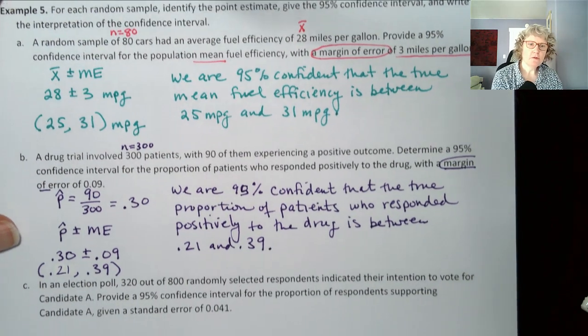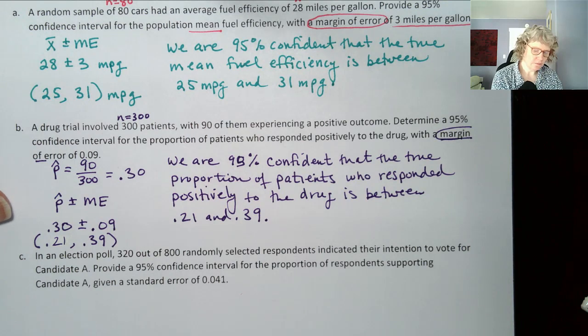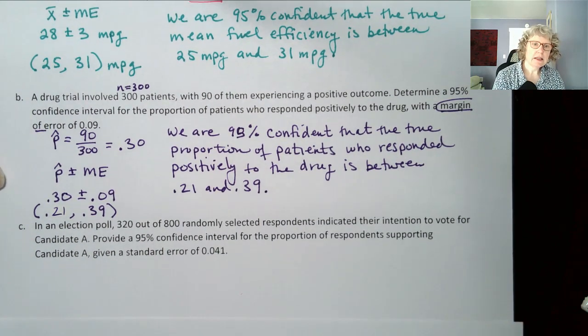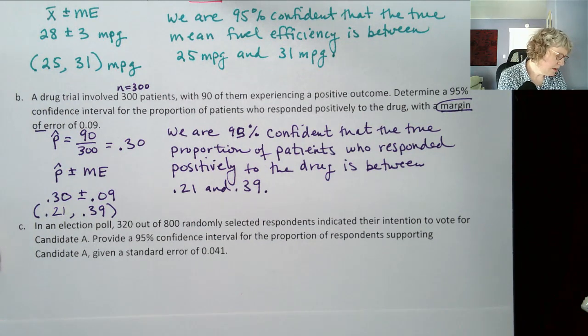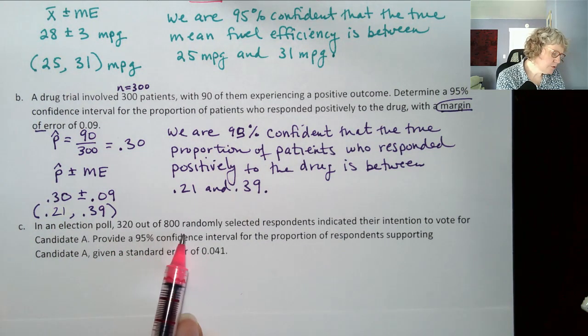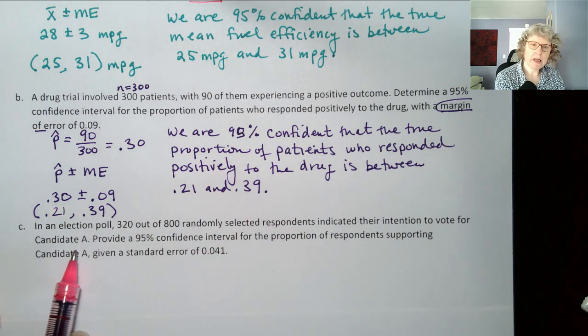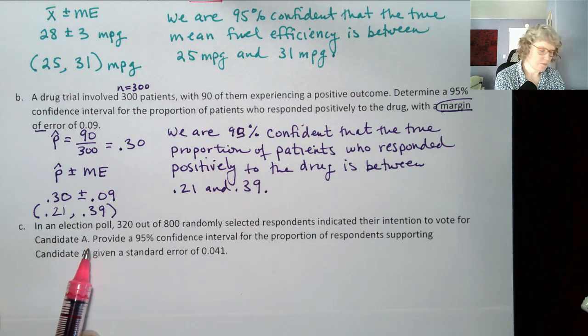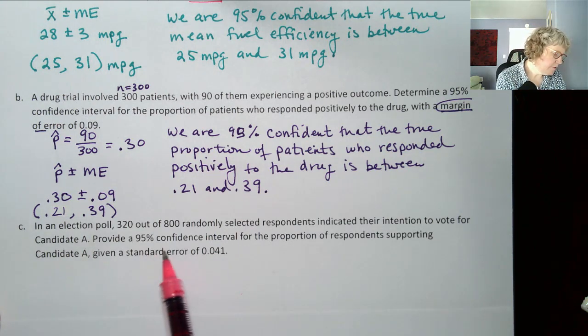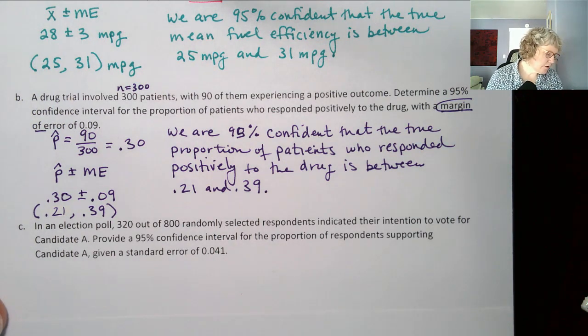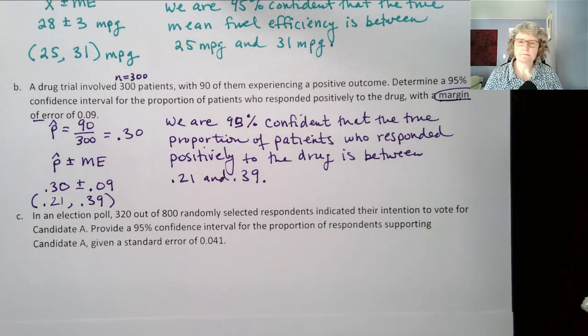Okay, 2 more. Letter C. In an election poll, 320 out of 800 randomly selected respondents indicated their intention to vote for candidate A. Provide a 95% confidence interval for the proportion of respondents supporting candidate A, given a standard error of 0.041. I've got to pause for just 1 second.